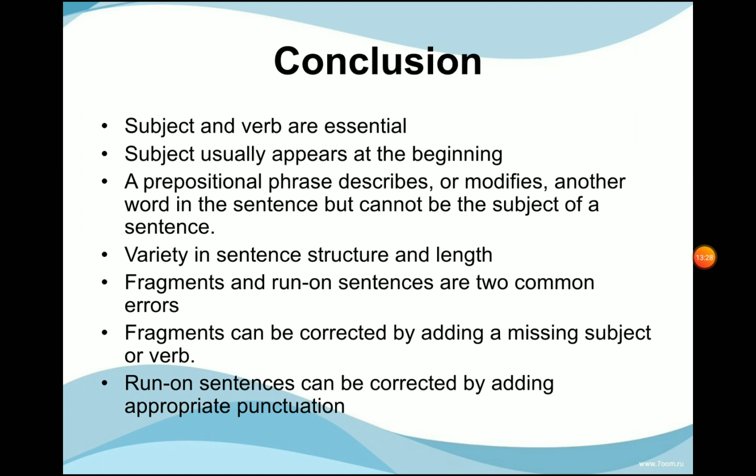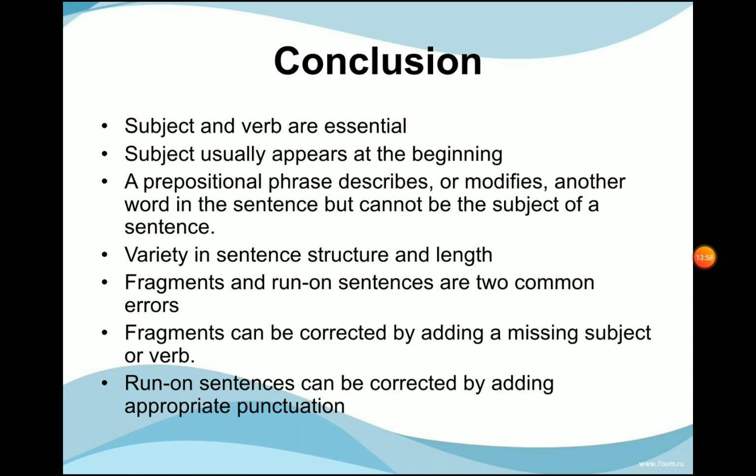For the conclusion, we can present: a sentence is complete when it contains both a subject and a verb. A complete sentence makes sense on its own. Every sentence must have a subject, which usually appears at the beginning of the sentence. A subject may be a noun, a person, place, or thing, or a pronoun. A prepositional phrase describes or modifies another word in the sentence, but cannot be the subject of a sentence.